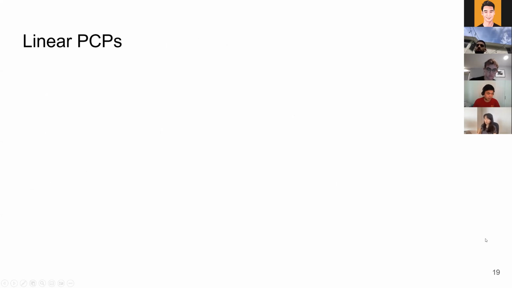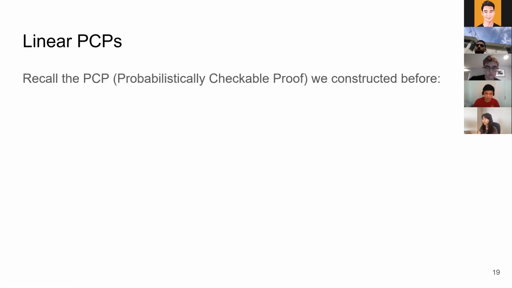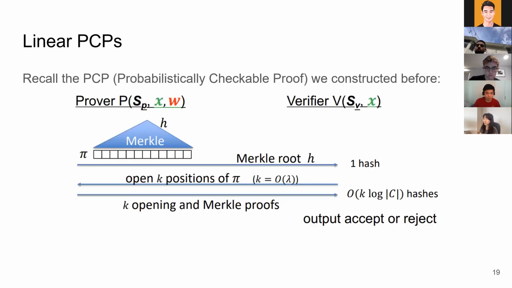So what is a linear probabilistically checkable proof? Recall that we had a probabilistically checkable proof that we didn't say was linear before. And before, when we talked about that probabilistically checkable proof, it was that you, as the prover, would generate some proof that might be really big, might be the size of the circuit, right? But we turn it into a Merkle tree with a Merkle root. We send that Merkle root over to the verifier. The verifier then spot checks some positions of the proof by asking the prover to send those bits over.